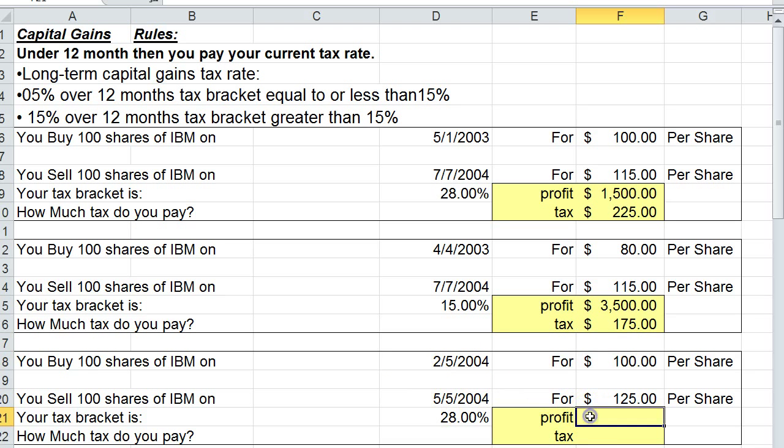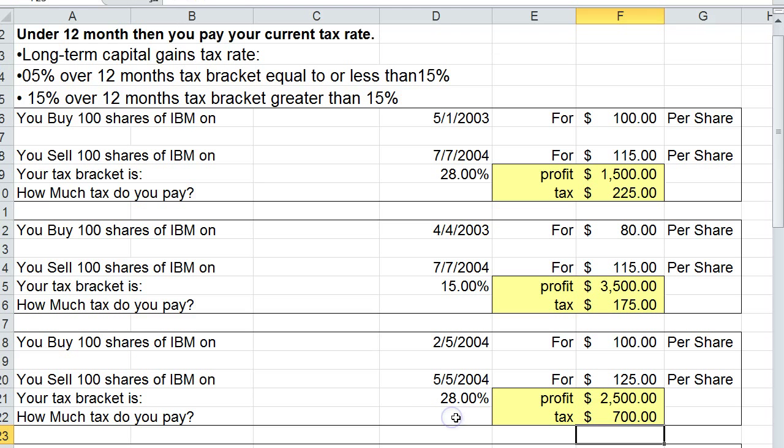So if I calculate my profits here, I made $2,500, which is $25 a share times 100 shares. And my taxes, I'm going to have to pay the full tax rate of 28%, because it's short term, I don't qualify for any of these discounts. So now you can see here, a profit of $2,500, I'm paying $700 in taxes.